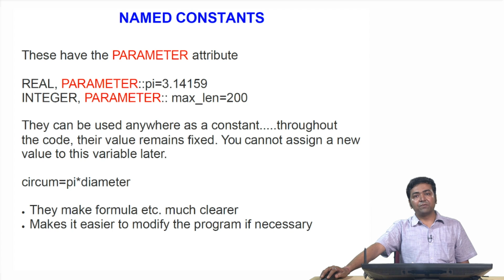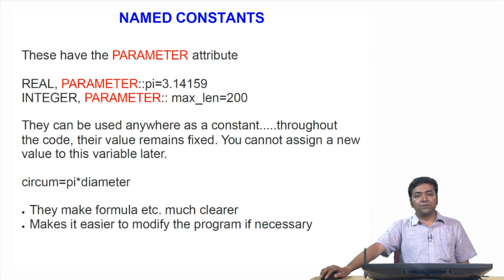Similarly, you can do the same thing with other variable types also, for example, integer. So, the basic idea is, once you declare a variable name with a parameter attribute, it can be used as a constant throughout the code and its value remains fixed. You cannot assign a new value to this variable later.